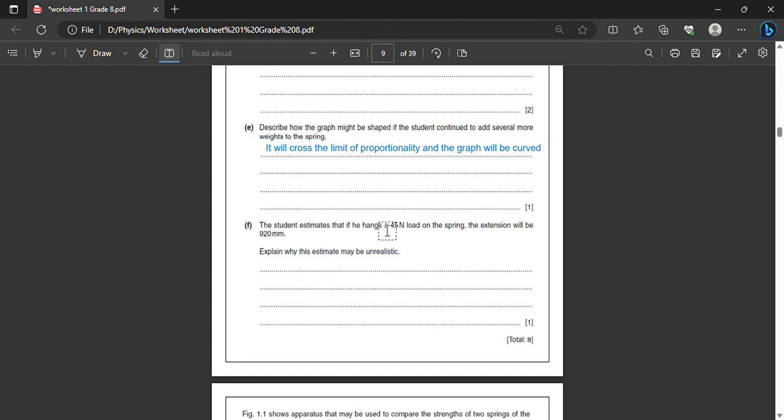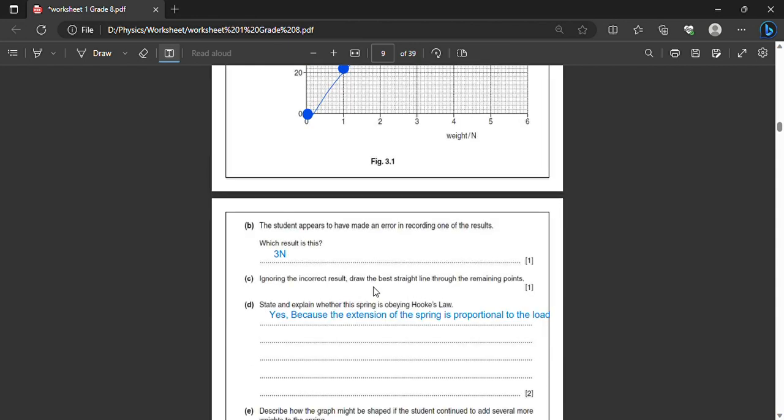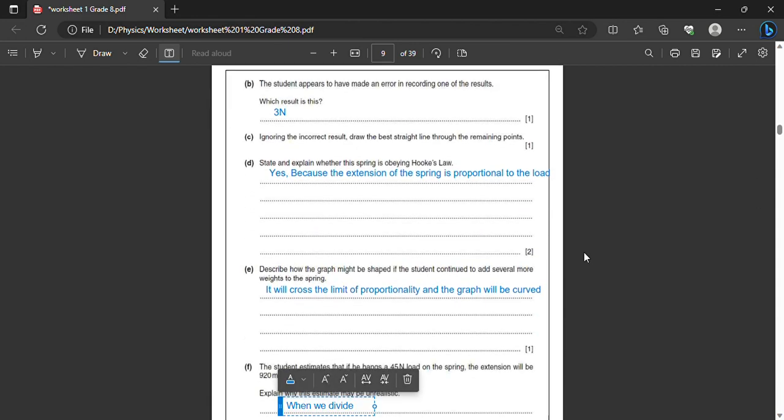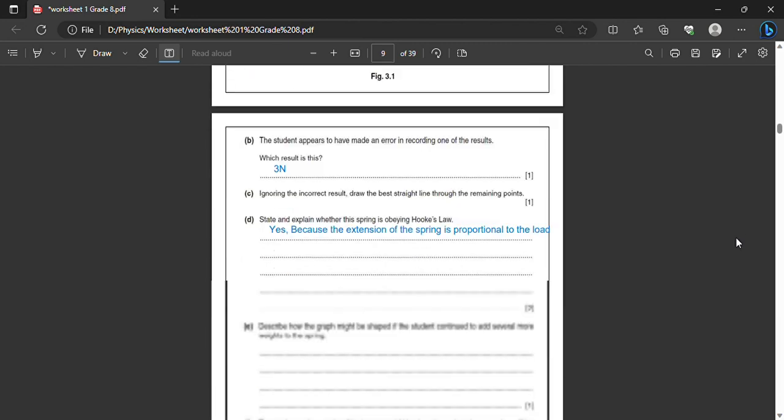So we are done with this. Let's read the next question. The student estimates that if he hangs a 45 newtons load on a spring, the extension will be 920 meters. Obviously it's unrealistic. So let me write this, and when I write, you'll understand. Let's divide 920 meters. Okay, what happened? When we divide 9, what is happening?